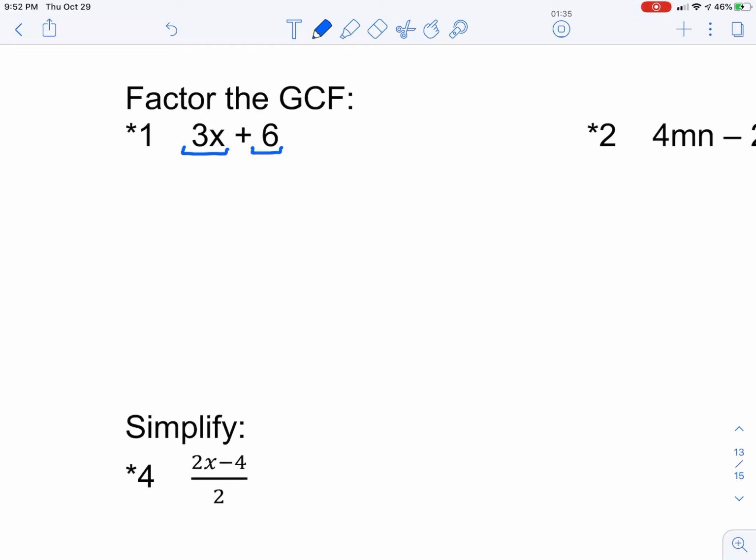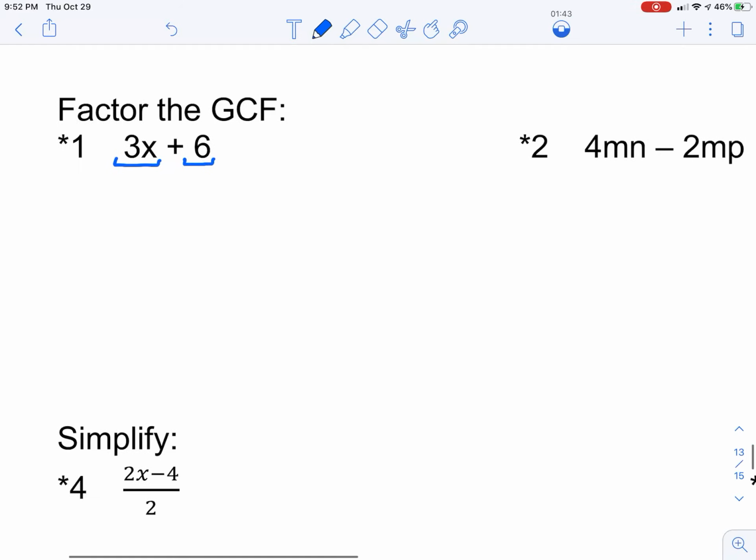I am going to look at both of my terms here, and try to figure out what they share in common. What is the factor that they share? Now, what we learned the other day was kind of a long method of doing that, but we're going to use that anyway. So I have 3x, and the factors of 3x are 3 times x. 6 is my other term here, so let's factor that into prime factors. And now I can determine what they share in common. They both have a 3, and that's it. So I'm going to take that 3 and factor it out. It's the greatest common factor of 3x and 6.